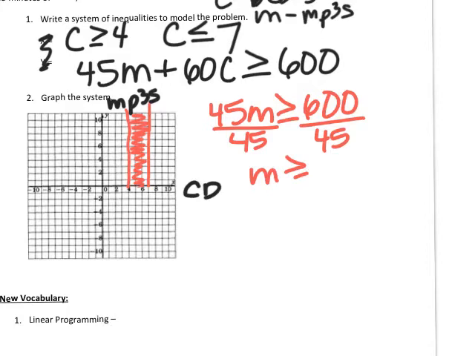600 divided by 45 is 13.33. Well, we can't really buy a third of a CD, but that's okay. For graphing purposes, we're going to use that. So that's actually going to be up here somewhere.